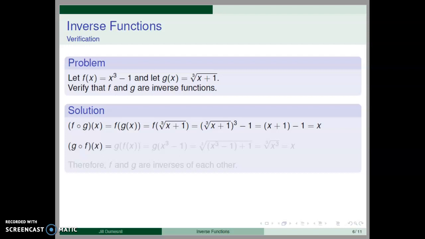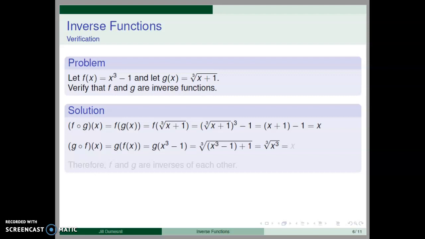Since composition of functions is not in general commutative, we have to explicitly compute g circle f of x as well. By definition of composition, we get g of f of x. But since f is x cubed minus 1, we get g of x cubed minus 1. And since g of x is the cube root of the quantity x plus 1, we get the cube root of the quantity x cubed minus 1 plus 1.